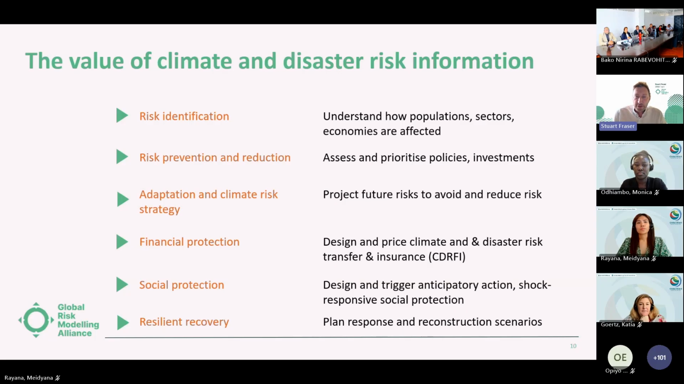And importantly, we can use risk assessments to plan in a forward-looking manner for response and reconstruction scenarios to build back better or make our buildings, our infrastructure, our communities more resilient.